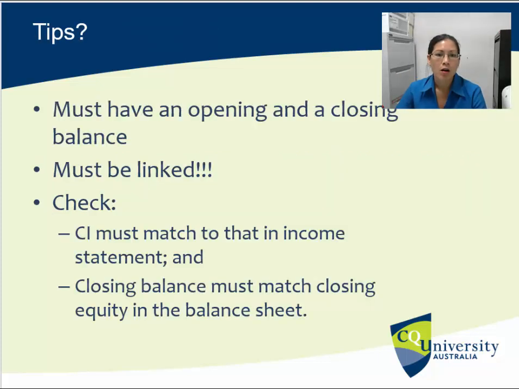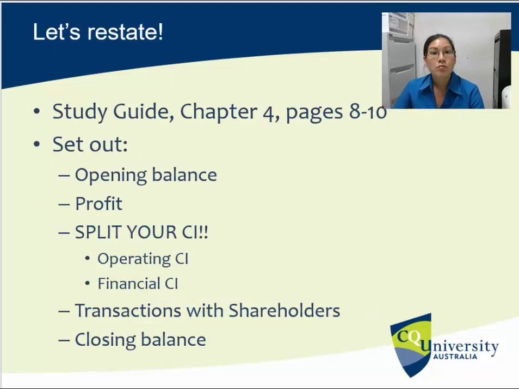Okay, now I have a number of tips that will help you, and I'm going to show you step by step how to do that in this video. You have to have an opening and a closing balance. The opening balance for the next year is the closing balance for the previous year. It must be fully linked to your financial statements that you entered in assignment 1. And there's a couple checks that you can do: that your total comprehensive income, or CI, matches that in your income statement, and also that your closing balance for equity matches the closing balance for equity in the balance sheet.